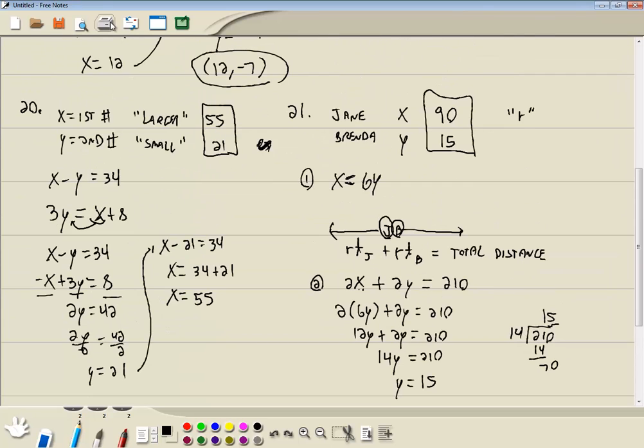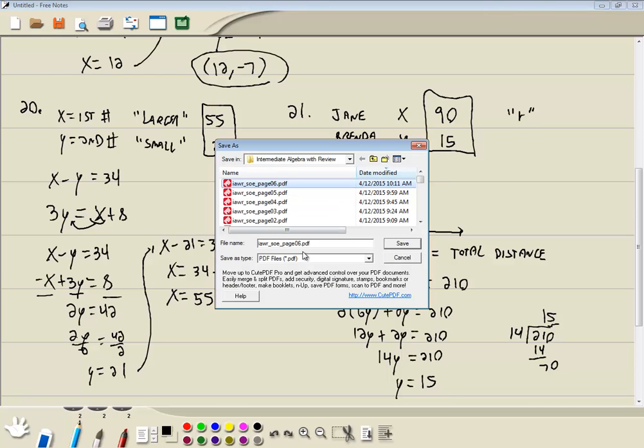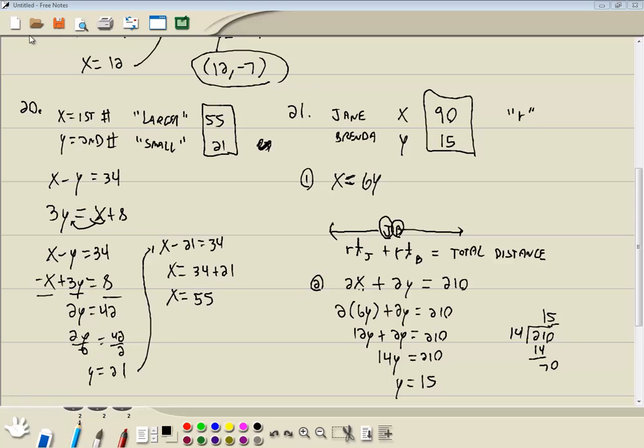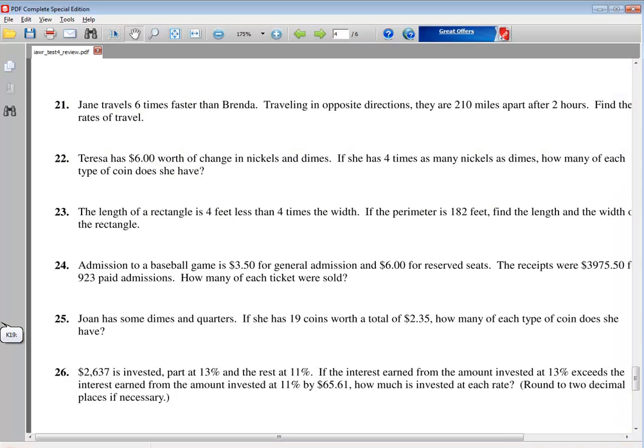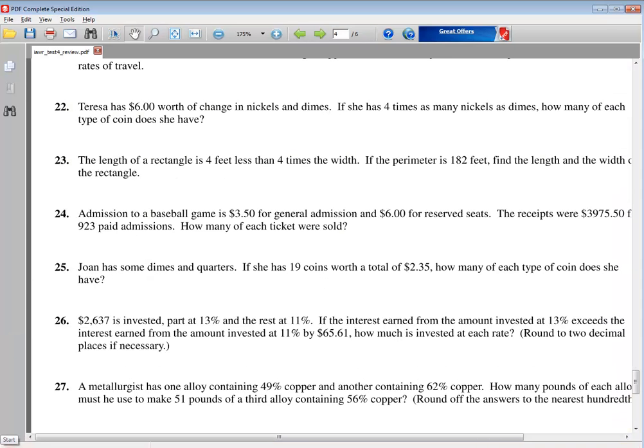Okay, let me save that. 90 miles per hour. Do not try this at home. And ready for number 22. Let me grab a drink here.